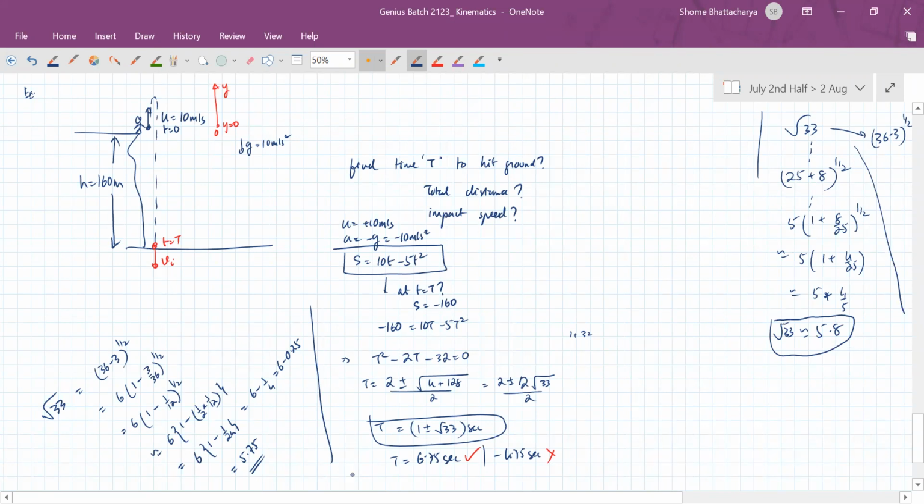And if you use a calculator to find root 33, how much you'll get? Let's check out how accurate our calculation is. Around 5.75 only. It's pretty accurate, 5.75.